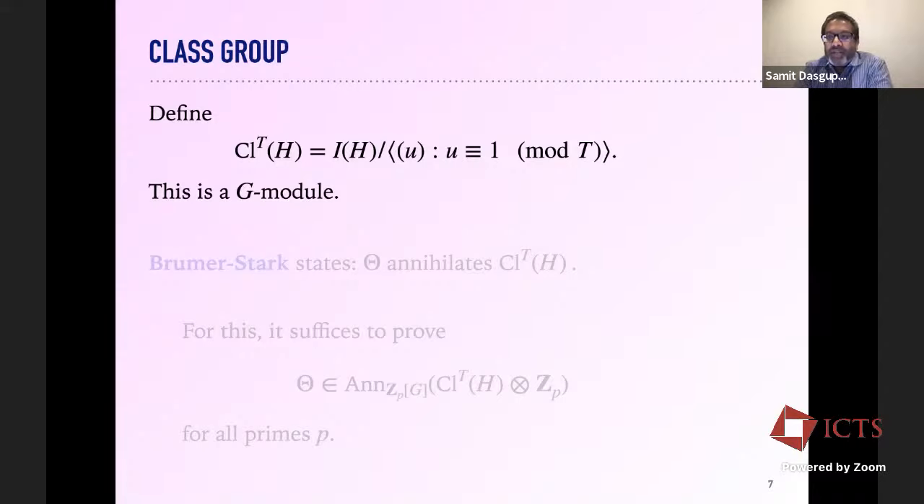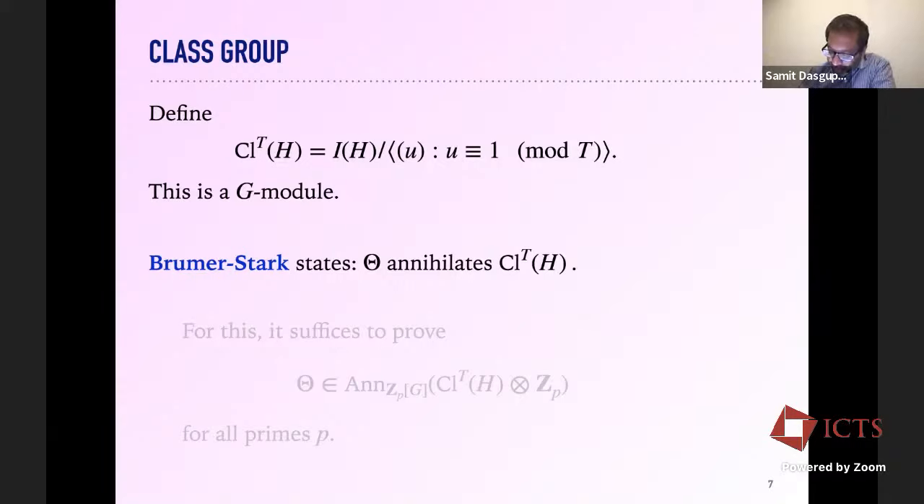And this is a G-module. That is, it has an action of the Galois group on it, because the Galois group clearly acts on fractional ideals of H, and it preserves this subgroup of elements congruent to 1 mod T, because I'm looking at all the primes above T, so this is stable under Galois. So this has the natural action of a G-module. And the Brumer-Stark conjecture from this perspective states something much more down to earth, which is just that the group ring element theta that I defined before annihilates this T-smooth class group.